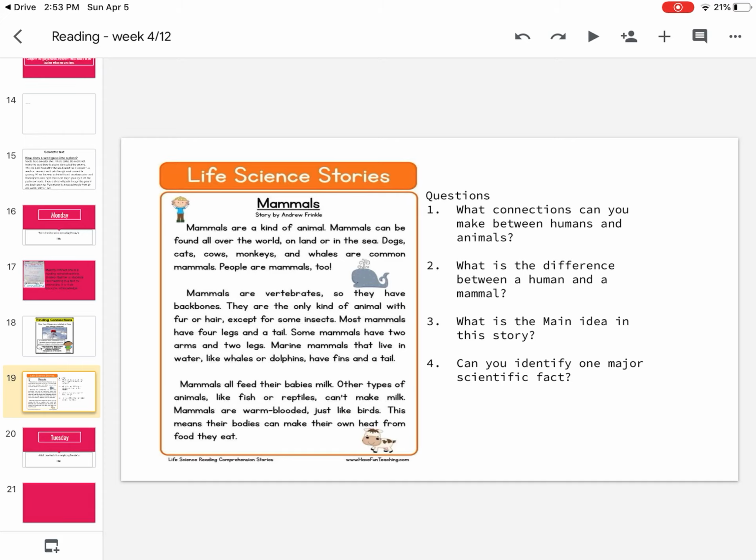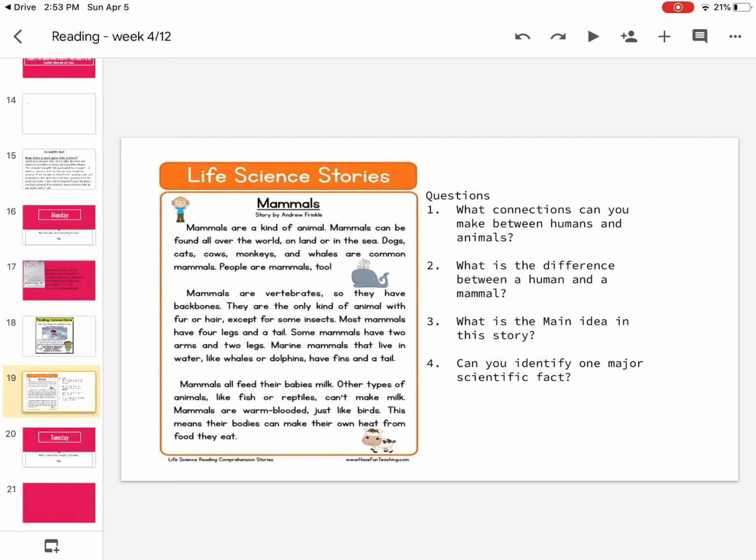So what you need to do before we go to the Google Forms, for example, we will read a story. The story is called Mammals. You need to listen really carefully so you can answer the questions after we have read the story.